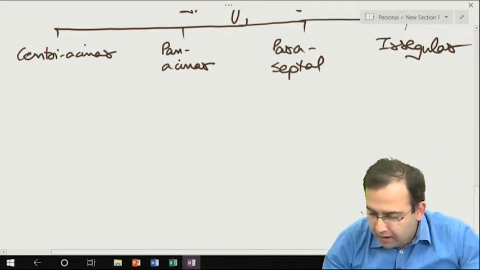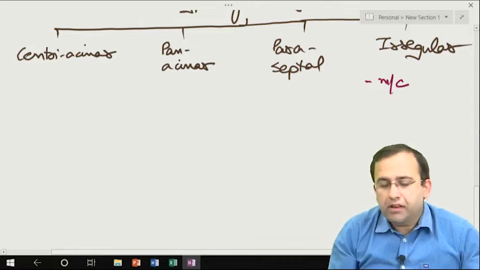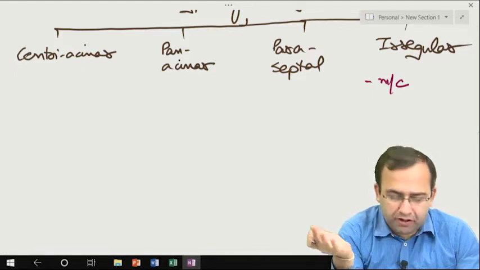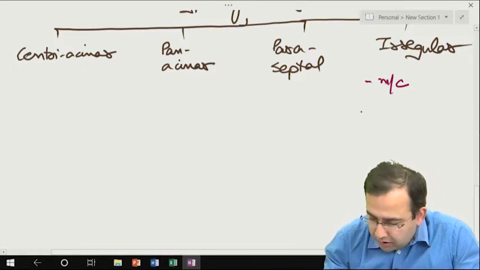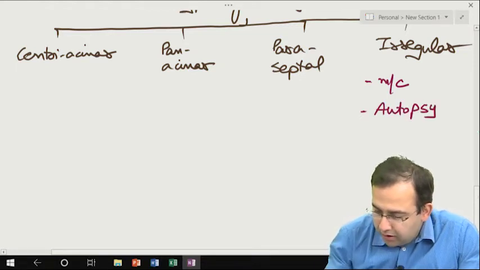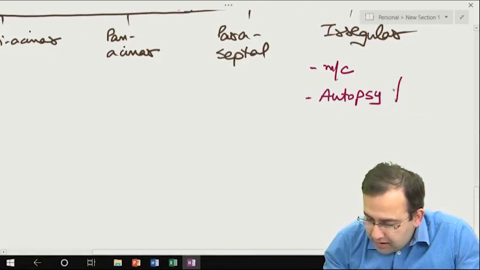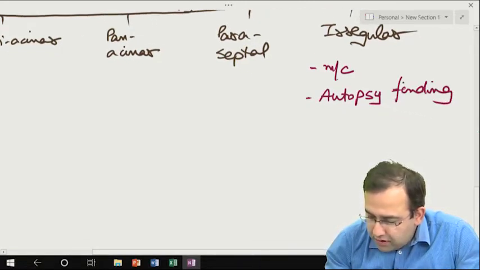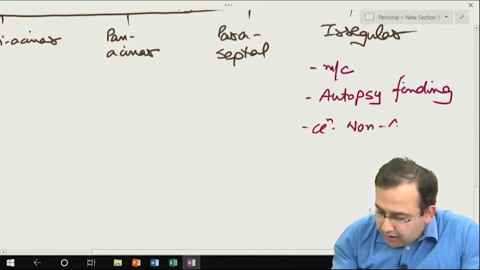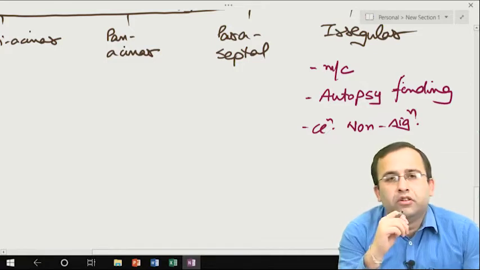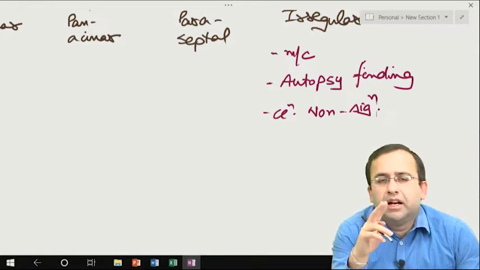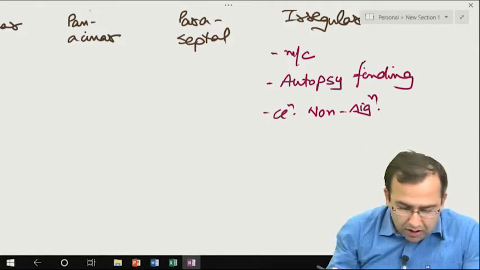No children, irregular. Most common irregular. When is it detected? Neonate, infant, children after death. It is an autopsy finding. Autopsy finding means, is it clinically significant or non-significant? It is clinically non-significant. So the most common emphysema is irregular type. It is an autopsy finding and is clinically non-significant in nature.